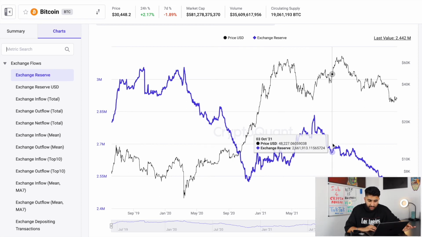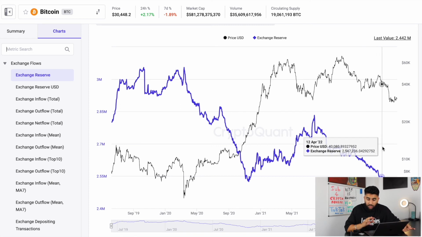And what I find really interesting is price has stabilized, if not dropped a little, and exchange reserves are dropping even harder. So what does this mean? Well, it means people are moving their Bitcoin off exchanges and holding them in wallets. And these are most likely going to be long-term investors that are holding for 10, 20, 50 years. Okay, so now let's go back.